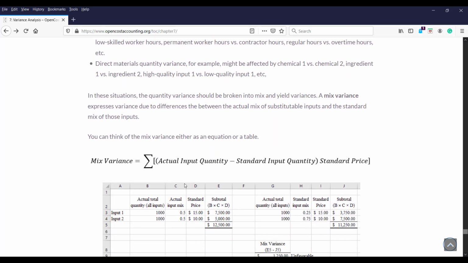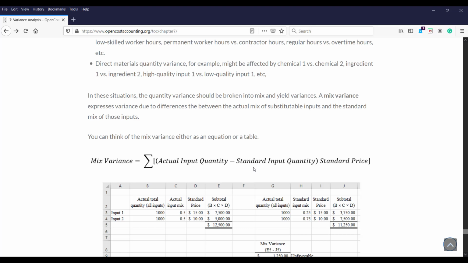So what you need to do is take, for each input, the actual input quantity minus the standard input quantity times the standard price. And then you sum those inputs. That's what the sigma here means. You do that for each input and you sum them. So what we're doing here is we're varying the quantity of that input.